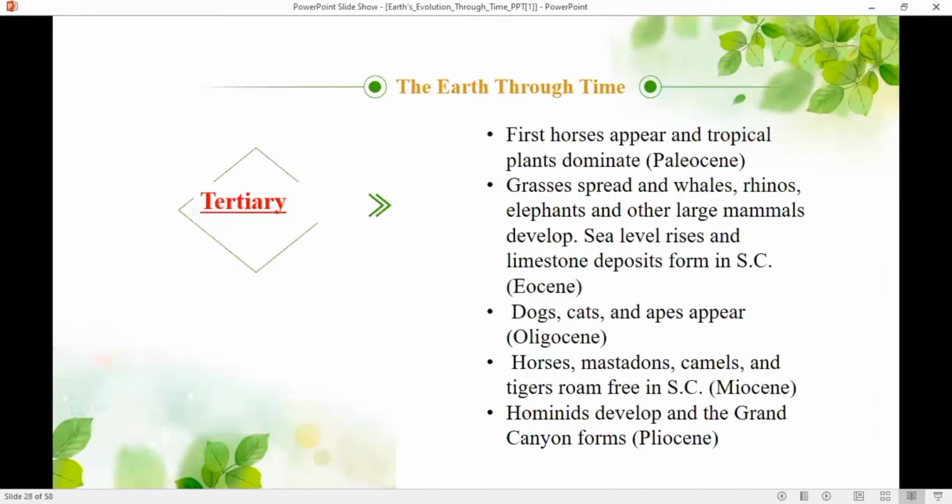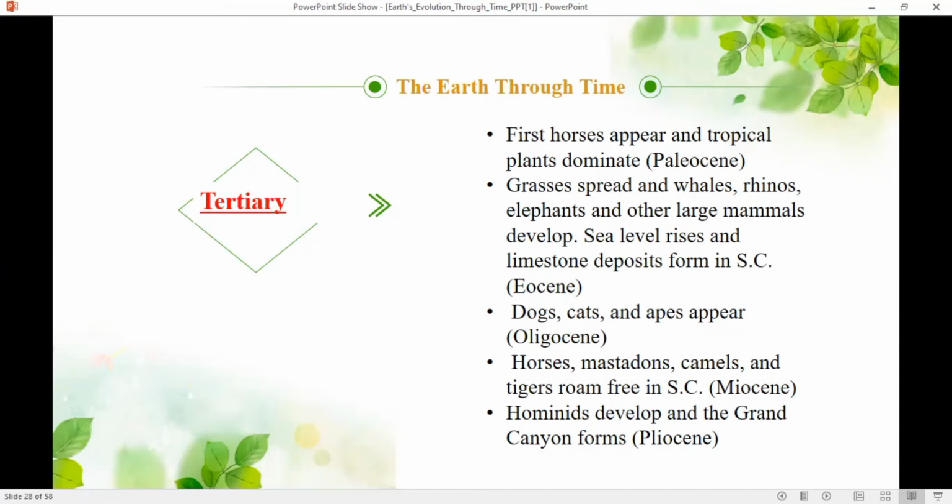and next is the Cenozoic era that begins in the Tertiary and Quaternary. The Tertiary period has five principal subdivisions: the Paleocene, Eocene, Oligocene, Miocene, and Pliocene. In the Paleocene, the first horses appear and the tropical plants dominate. In the Eocene subdivision, the grasses spread and whales, rhinos, elephants, and other large mammals develop.